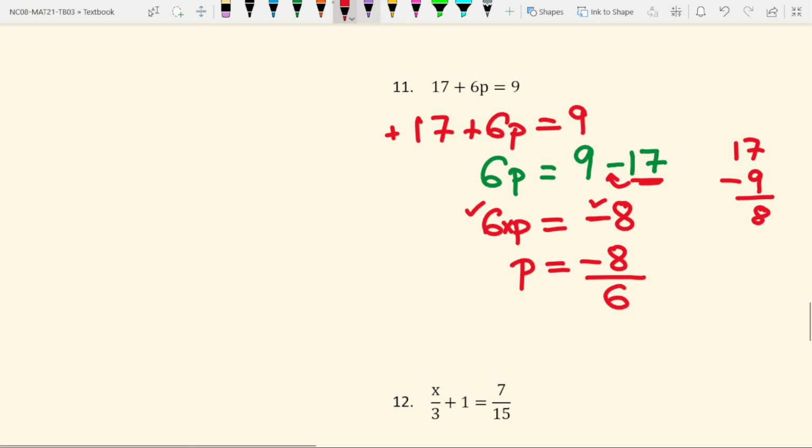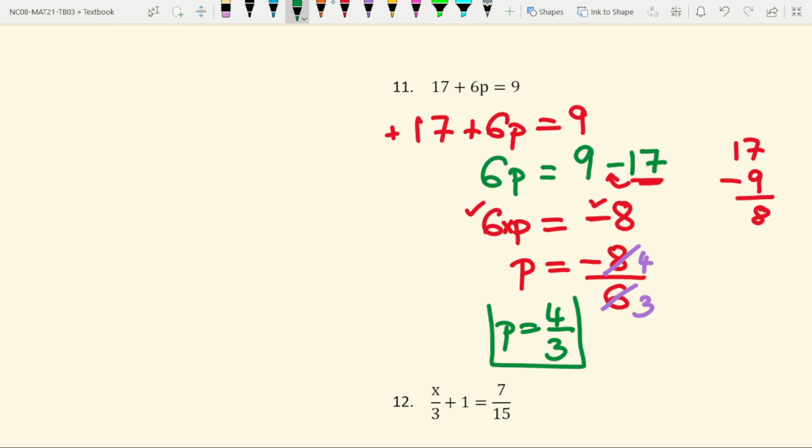So we can cancel these two numbers. 6 and 8 are present in 2's table. So 2 3s are 6, 2 4s are 8. So the final answer is p is equal to 4 by 3. This is our final answer to this equation.